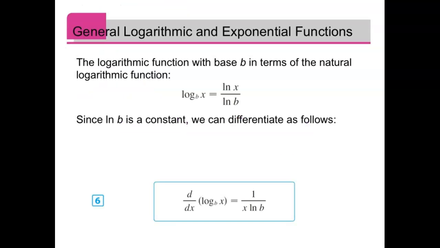And that's your formula for how to take the derivative of any general logarithm. So let's go back. Here you go. So write down that formula that's in the blue box. The derivative of log base b of x is just 1 over x times natural log b. The derivative of a general logarithmic function.